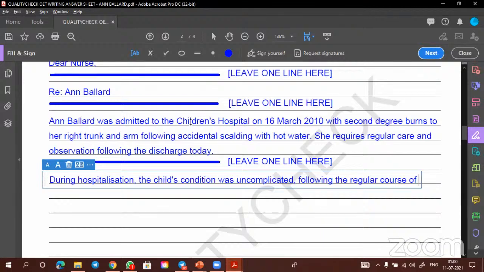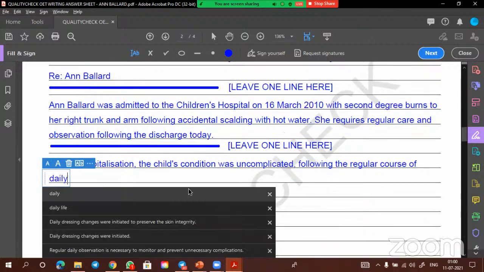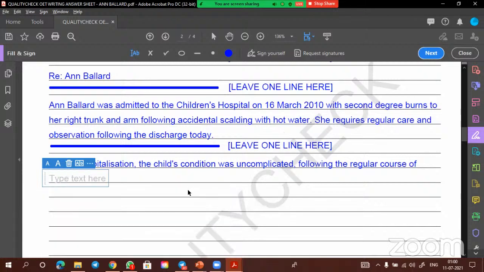Because what the nurse should do after is more important. Okay. Remember that. So silver you can write in the later part. So here, regular course of daily dressing. Regular we have already written. So daily is not needed.